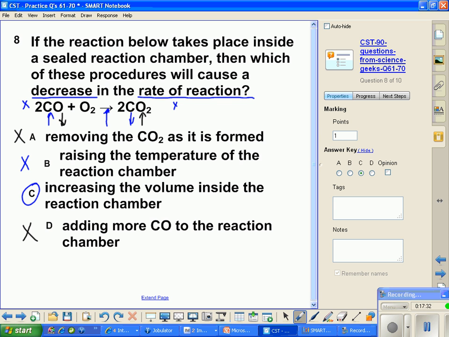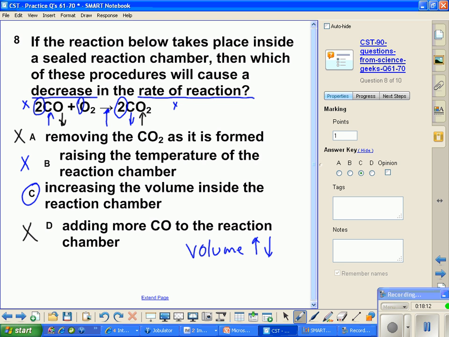Increasing the volume inside the reaction chamber. Okay, if the volume goes up, Le Chat wants to make it go down. Now, how does he make the volume go down? He has to go to the side with fewer moles. And if we count up the moles, we see 2 plus 1. You don't see a 1 there, but it's always assumed if there's no coefficient. So we've got 2 plus 1 on the left and 2 on the right.